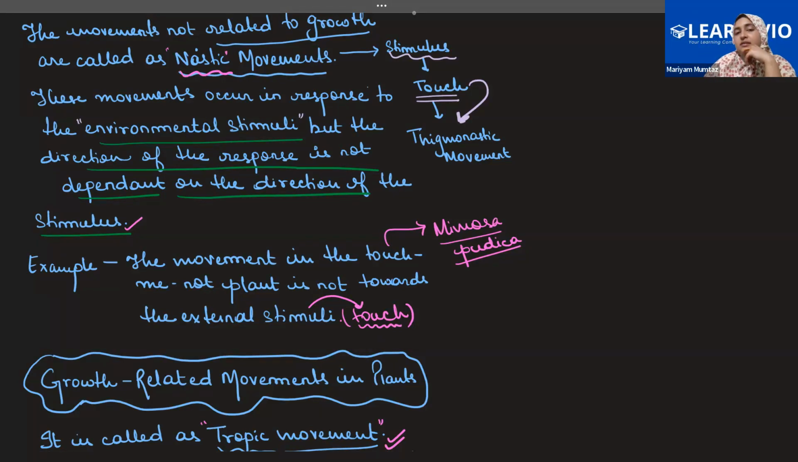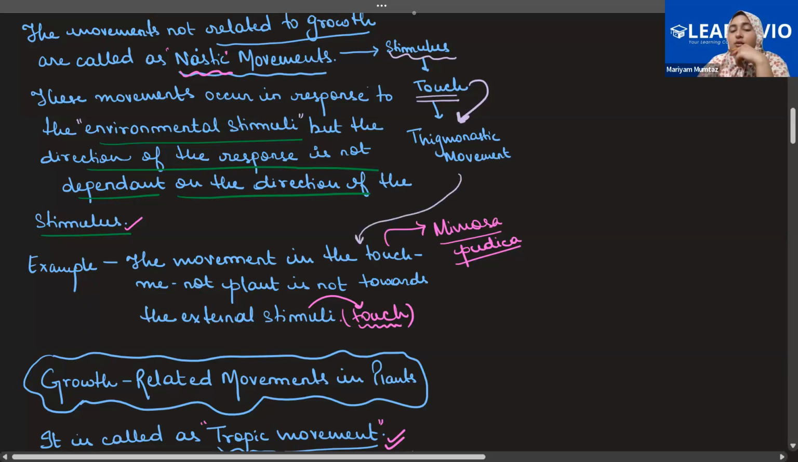Same way, whenever a stimulus is touch, here if we are touching the touch me not plant, whose scientific name is Mimosa pudica, the touch stimulus is known as thigmonastic. The word thigmo refers to touch. So thigmonastic movement is the movement that occurs in response to the stimulus, that is touch. And it is shown by touch me not plant or Mimosa pudica. Everyone would remember the scientific name, Mimosa pudica.